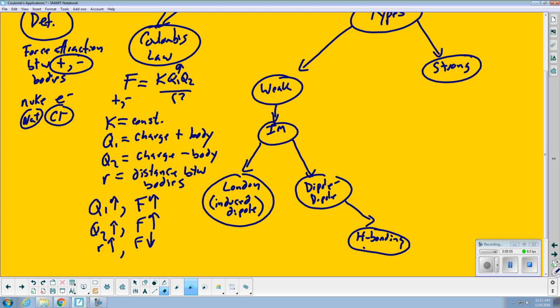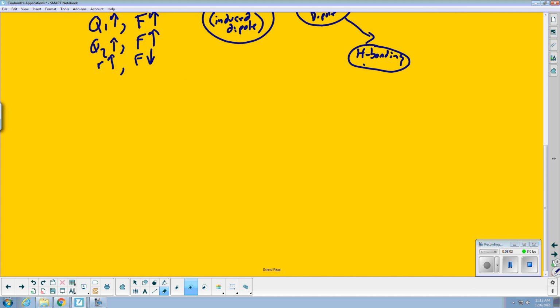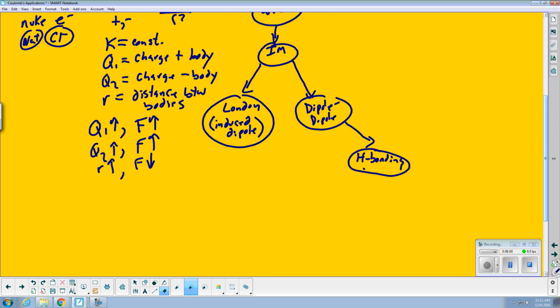Coulombic attractions. And let's take a look, just as an example, at hydrogen bonding in water. So if we have water here, remember water looks something like this. It has two unshared pairs, and some hydrogens bonded to it. And I have another water, and it would maybe line up like this.